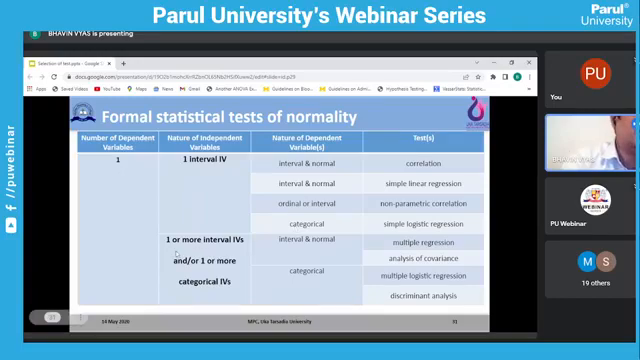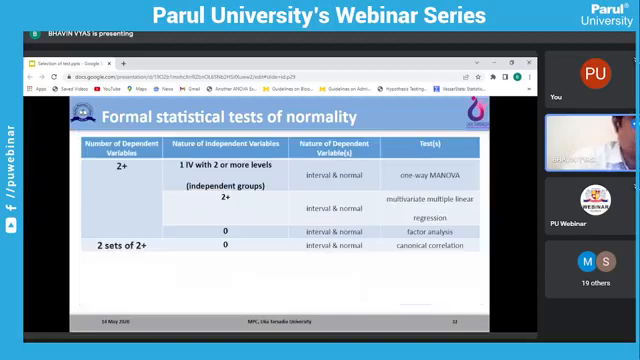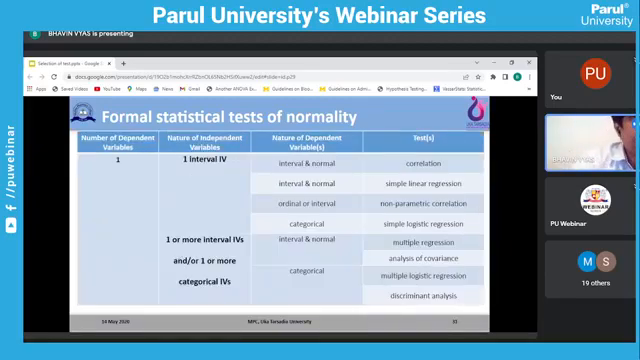With one dependent and more than one independent variable, you can go for multiple regression, or there is analysis of covariance, which is famously known as MANCOVA. Or for categorical, multiple logistic regression or discriminant analysis you can go for. So this is the condition where you have one dependent variable.